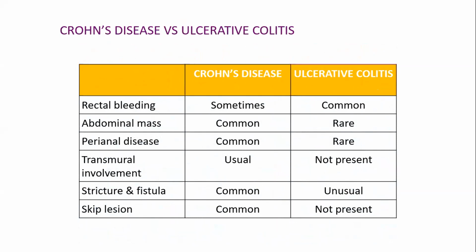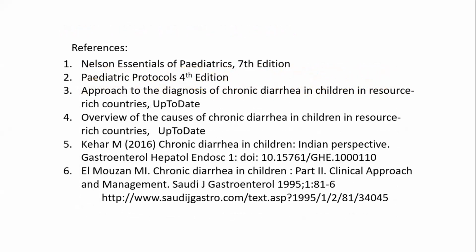So rectal bleeding is more common in ulcerative colitis, whereas abdominal mass, perianal disease, transmural involvement, stricture, fistula, skip lesion, you're going to find it more in Crohn's disease. So I guess that's all from me. These are my references. If there's any questions, you can ask me.